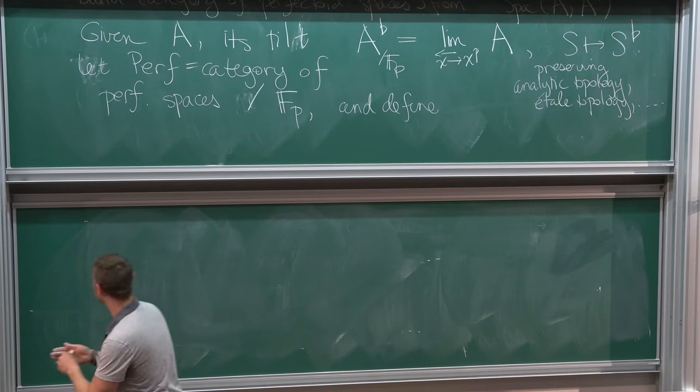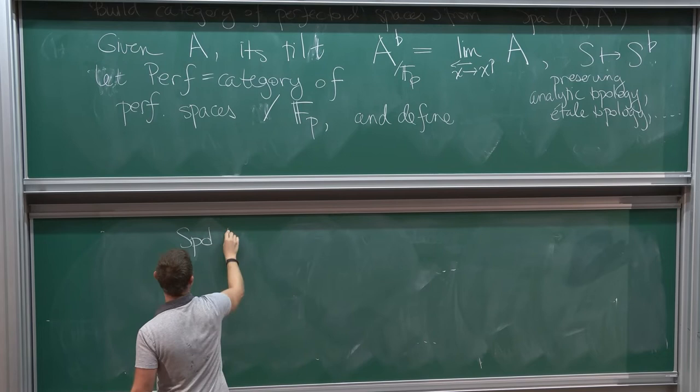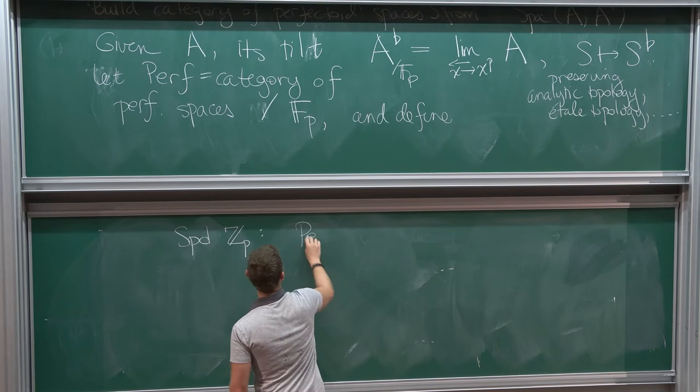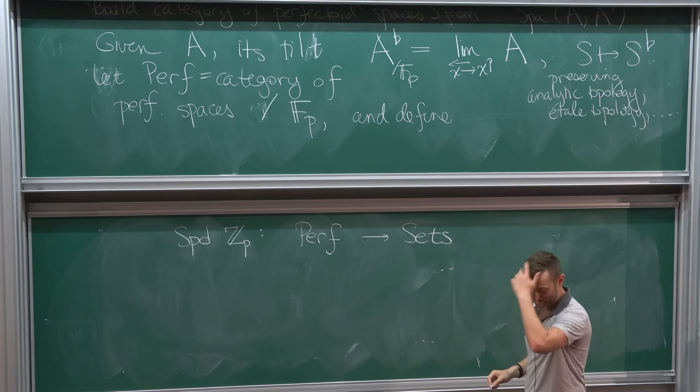There have been many geometric objects that have appeared of various different flavors, and here's one more. This is supposed to be the diamond spectrum of Z_p, a new concept. It's going to be a functor from perfectoid spaces to sets, and this is going to try to reverse this tilting operation up here.